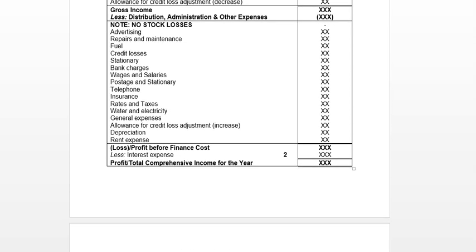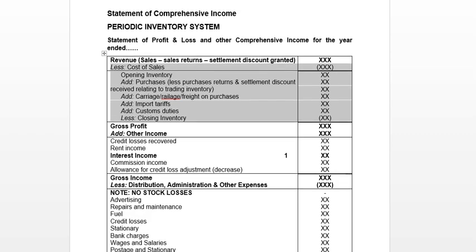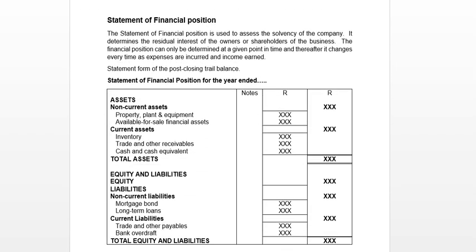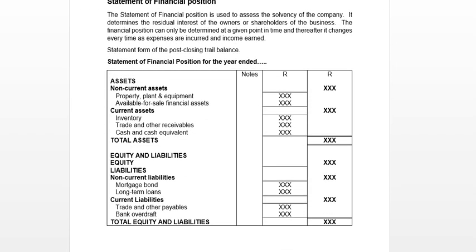Everything else is more or less the same in our statement of profit and loss and other comprehensive income. Okay, so our next financial statement is our statement of financial position. And this is used to assess the solvency of a company. So you want to know whether your assets are more than your liabilities.